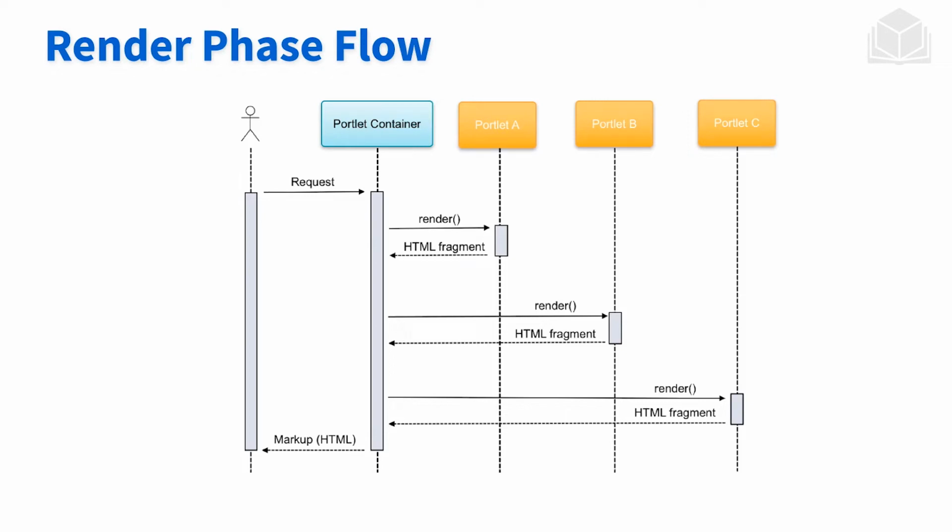So in this example, let's say we're making a render request to portlet A. That render request is sent to the portlet container. The portlet container will tell portlet A to render, and then we get the HTML fragment back. Let's say portlet A affects the data that's being pulled from portlet B and portlet C.